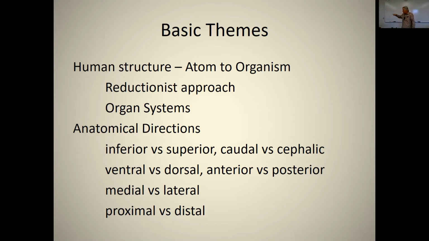Then ventral versus dorsal, anterior versus posterior. This is ventral, this is dorsal. So you have a dorsal vertebral column, the dorsal spinal cord. And this is ventral. But it's also called anterior, posterior. All right.